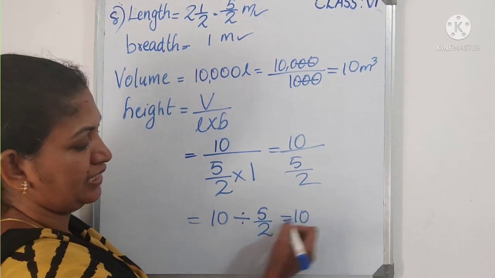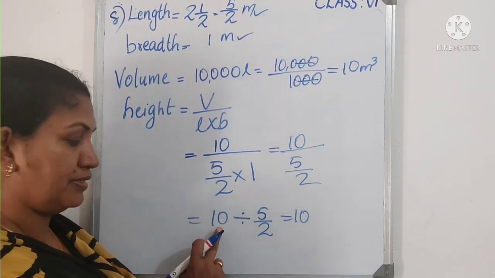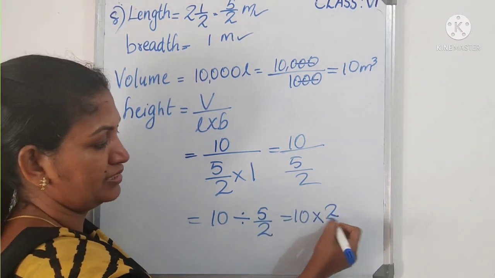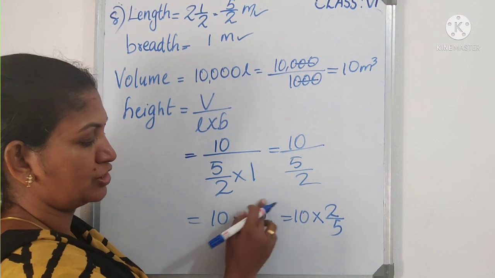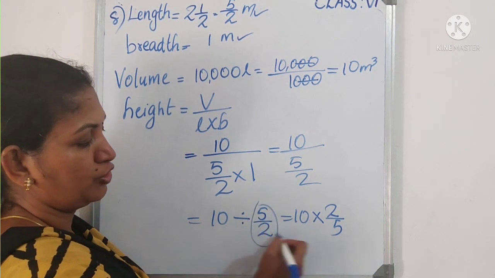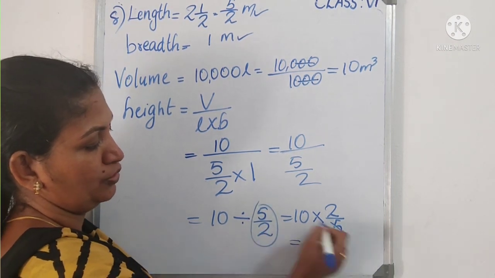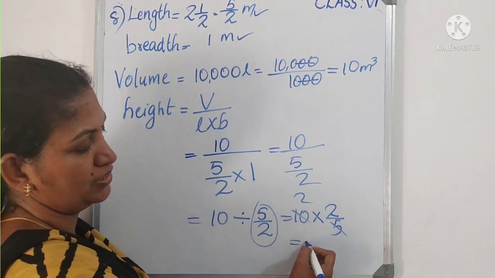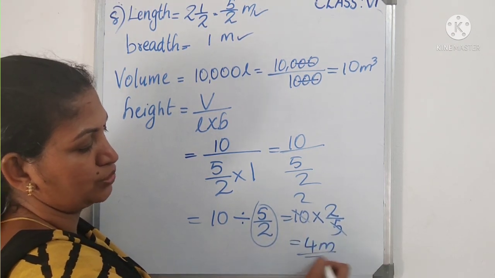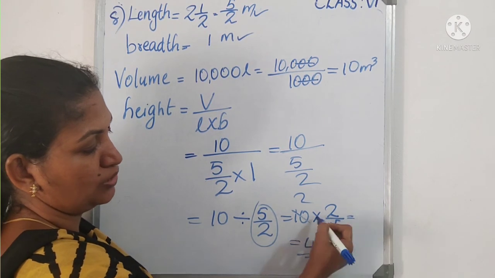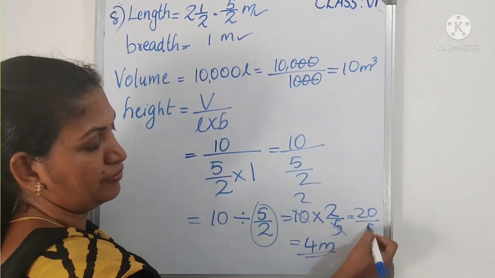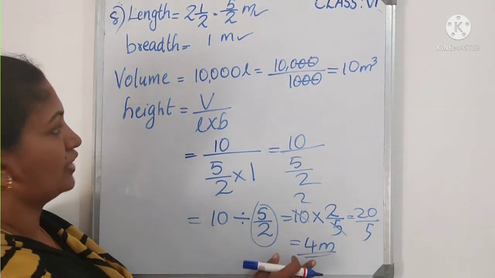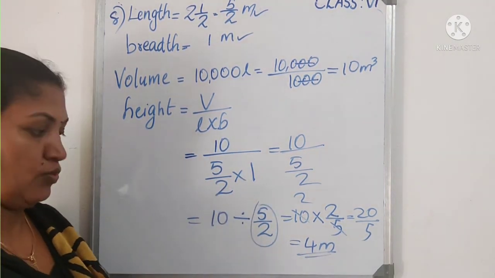How do we divide a number by a fraction? Take the reciprocal and multiply. That is 10 into the reciprocal of this; 5 by 2 becomes 2 by 5. Then 2 fives are 10, and 2 into 2 is 4. So the height is 4 meter. Or we can calculate like this: 10 into 2 is 20, divided by 5. 20 divided by 5 is 4. So the height of this tank is 4 meter.